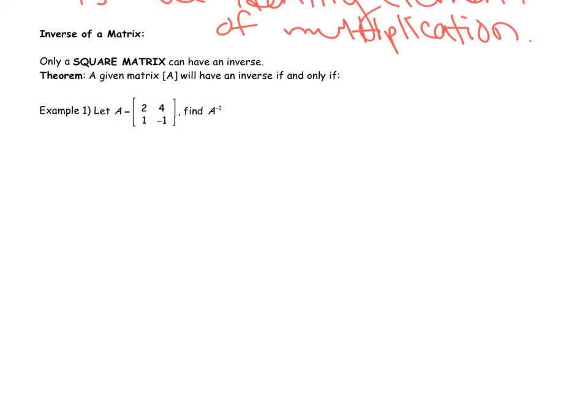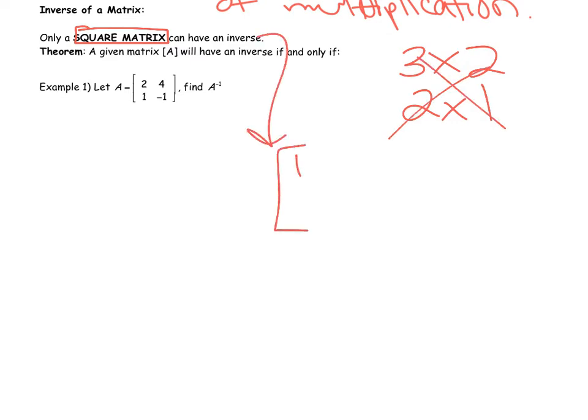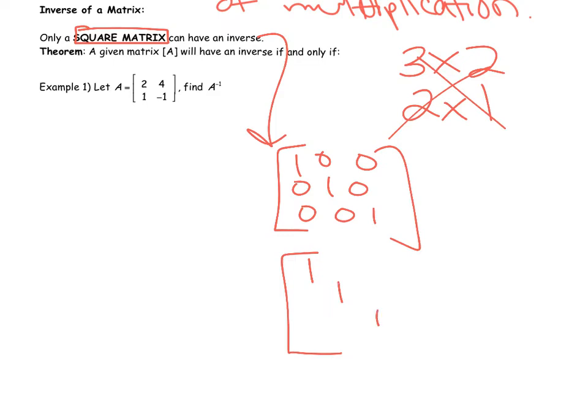So bear with me here. This is going to be a rather more step-by-step process. So let's take a look. Again, remember, only a square matrix can have an inverse. This would not work with a 3 by 2 or a 2 by 1. Remember, you have to be able to use that identity matrix where there's ones along the diagonals and zeros everywhere else. We could have also done this for a 4 by 4, and hopefully you guys get the idea. So this is only going to work for a square matrix.